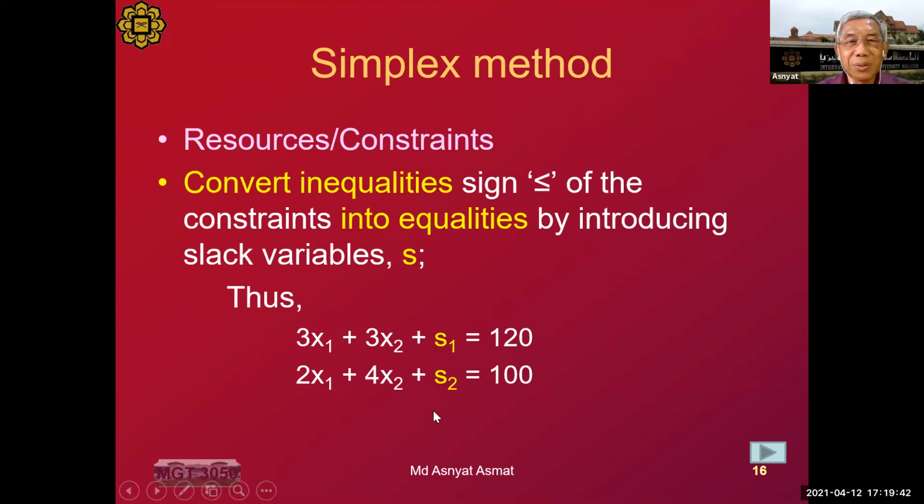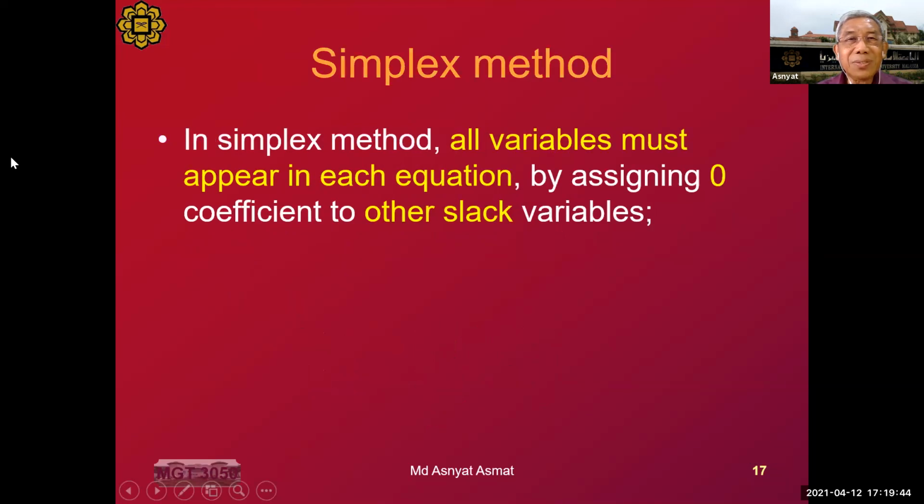Now, the next thing is, in the Simplex method, all variables must appear in every equation. So we have to do some trick. For those not relevant to the equation, we have to put the variables in. We cheat a little bit, not in the literal sense, but as a mathematical trick, by assigning a 0 coefficient to the slack variable not relevant to that equation.